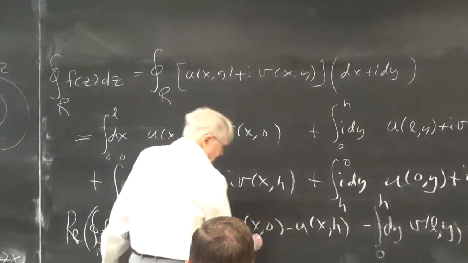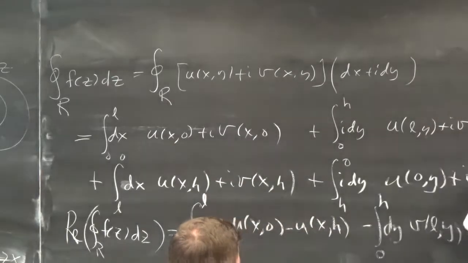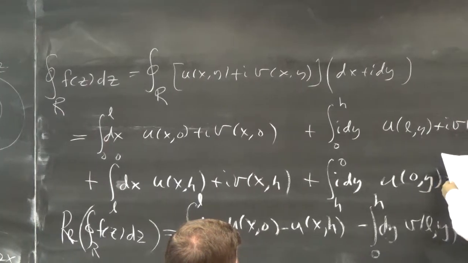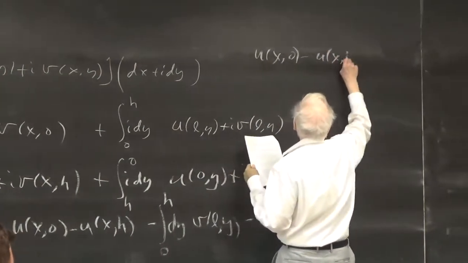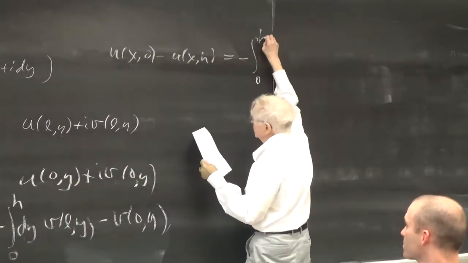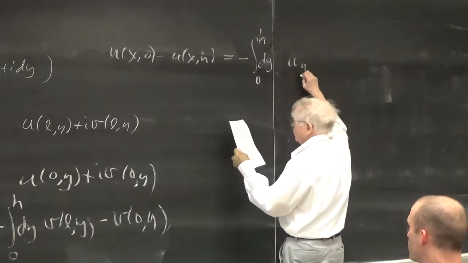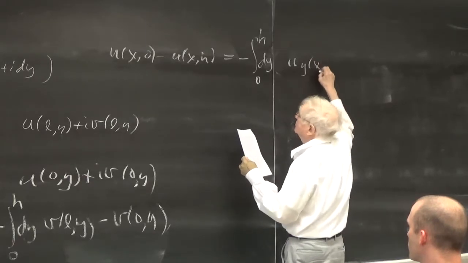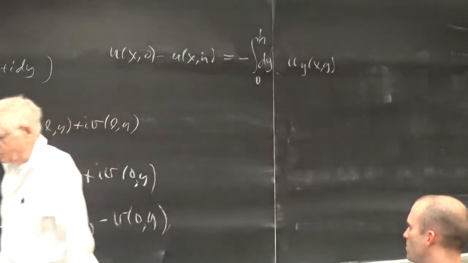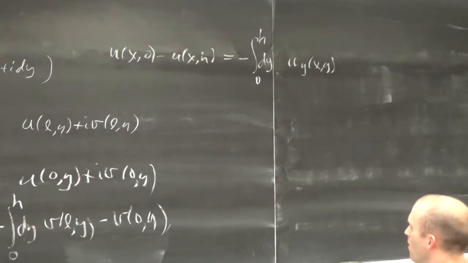In particular, this thing here, we can re-express as an integral. In other words, u of x and 0 minus u of x and h. This is just minus the integral from 0 to h dy of u sub y of x and y. So this is just what you learned in calculus as freshmen in college.